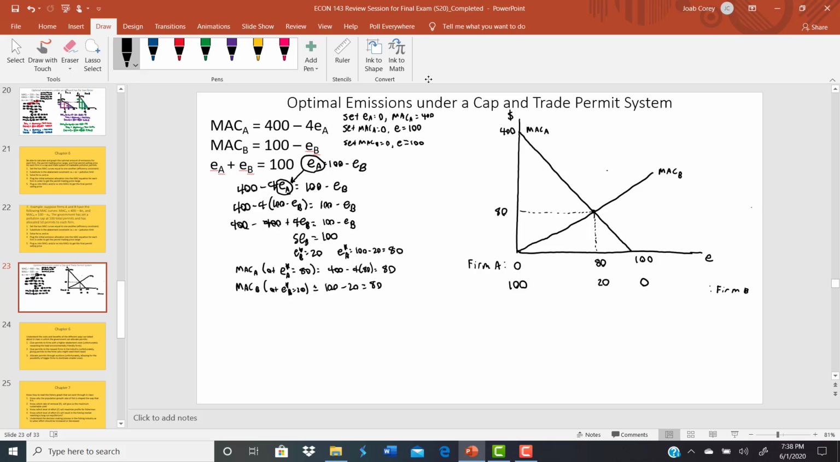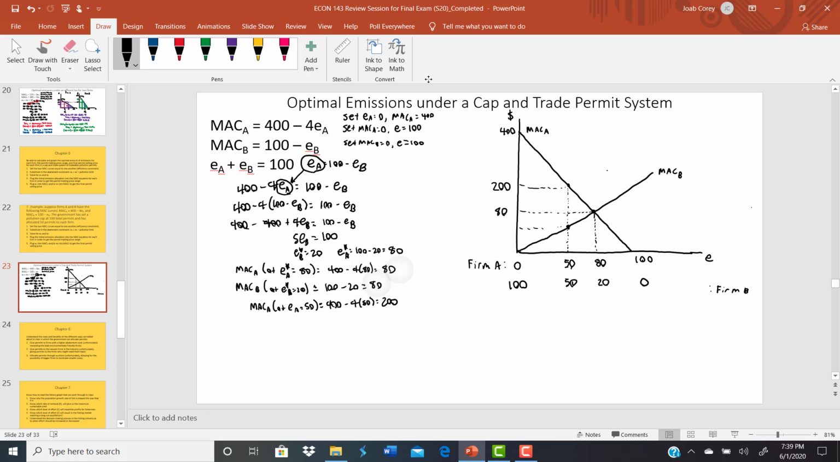All right, so with that in mind, that's not where the firms start. However, remember, each firm is given 50 permits, and so that is where these firms are going to begin the process here. Right, so 50 will occur somewhere halfway between 0 and 100, so we'll say right around here. We need to figure out where that 50 is going to hit each of these respective marginal abatement cost curves. In order to do that, all we got to do is plug 50 into those marginal abatement cost curves. So MAC sub A at E sub A equals 50 is just 400 minus 4 times 50, or 400 minus 200, which is 200. So that's going to be plugged in there.